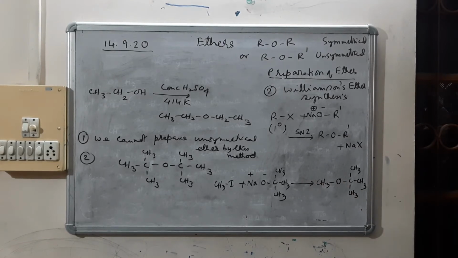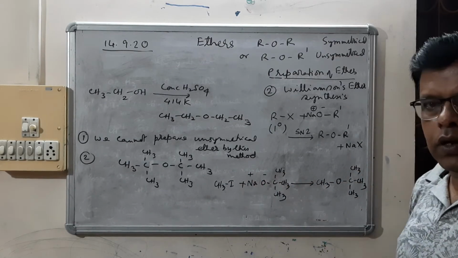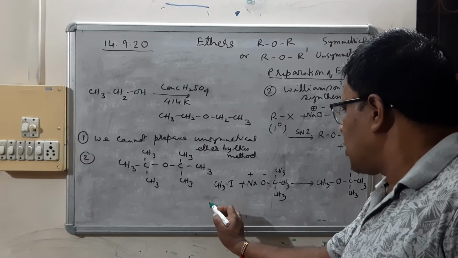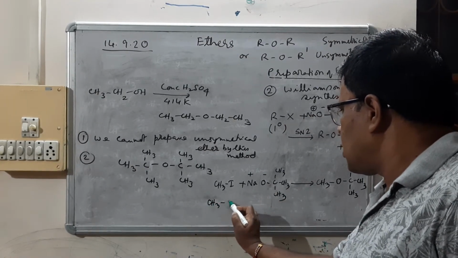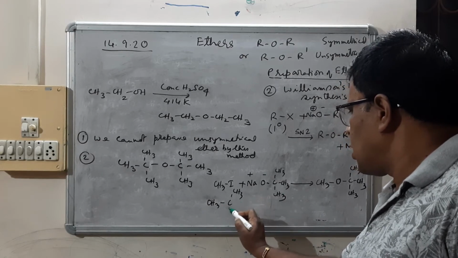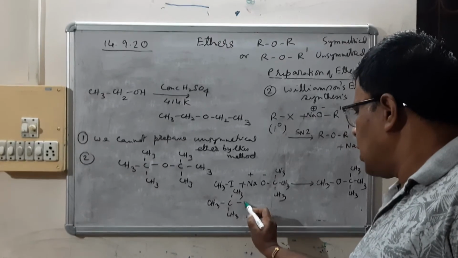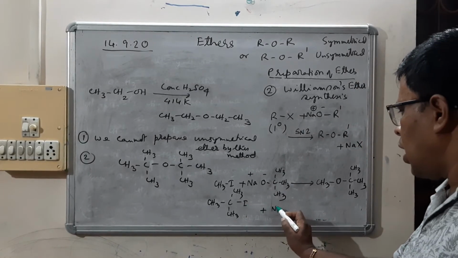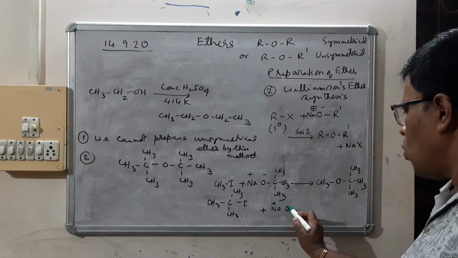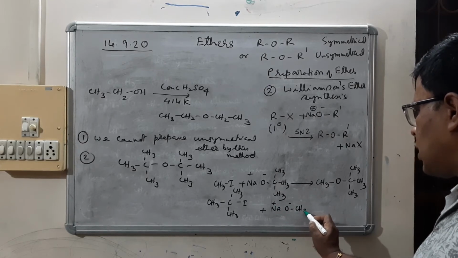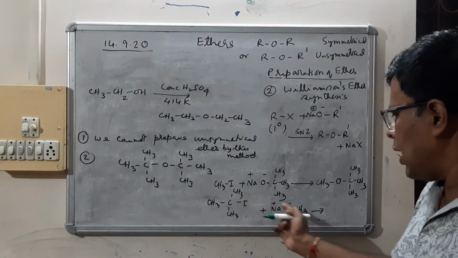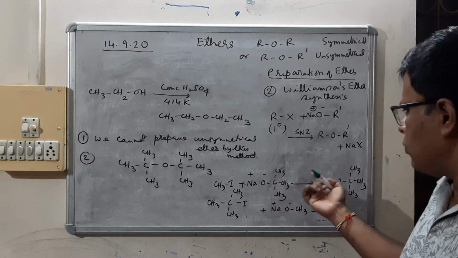Now a question can arise here. What will happen if we take it the other way round? Other way round means, suppose I take CH3C, if we take this one, plus Na plus O minus CH3. That means if we take a 3 degree halide, then of course we will not get this ether.